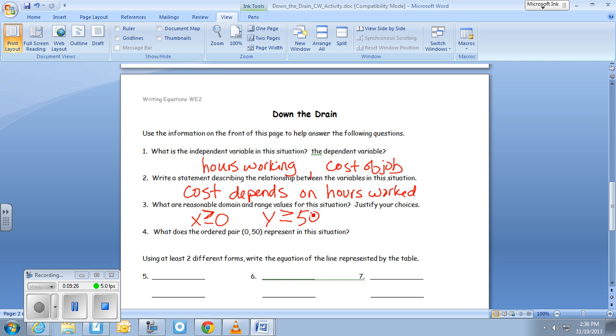And then number 4, what does the ordered pair (0, 50) represent in this situation? That's just the service call fee before any hours are worked. So the y-intercept is just the service fee, just to come out.